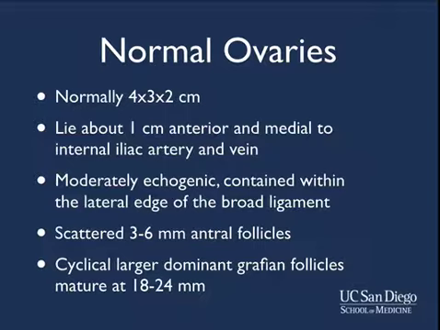The ovaries are moderately echogenic, but usually hypoechoic compared to the surrounding bowel. They are contained within the lateral edge of the broad ligament, and within the ovary we will find scattered small antral follicles, which are 3 to 6 millimeters, and then we will see larger dominant Graafian follicles, which mature to 18 to 24 millimeters.